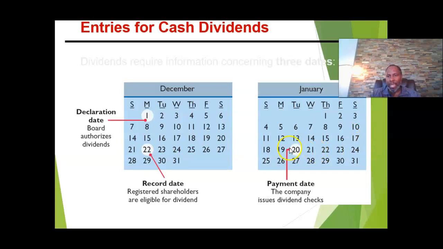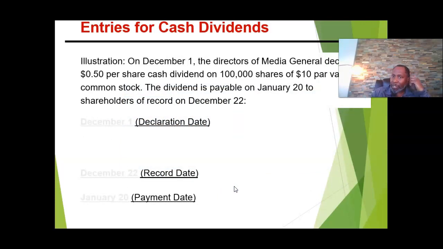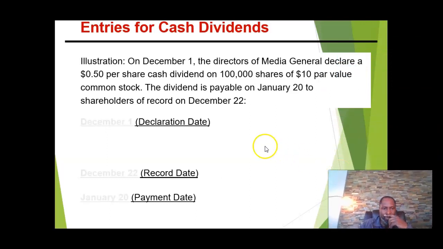Then you have the payment date. This is the actual day we're going to pay out the dividend payment to the stockholders. Okay? Now, 2 of these 3 dates require you to record a transaction in your general journal. Let's go through some transactions to see what transactions will be recorded and on which date.